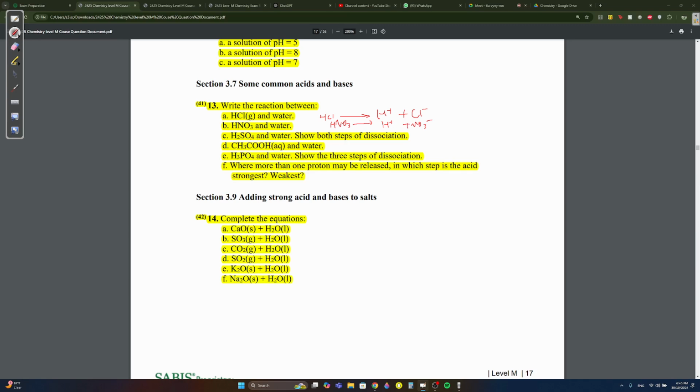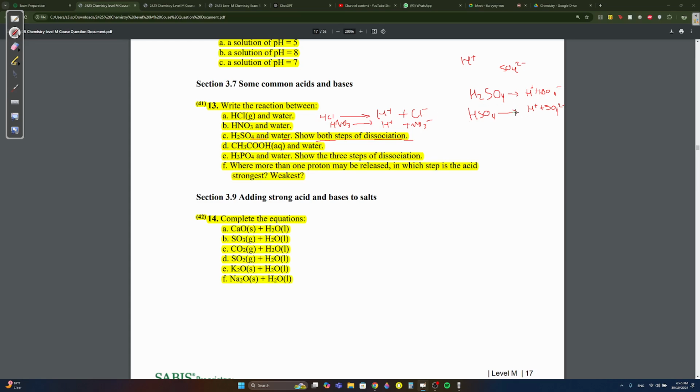H2SO4 and water: show both steps of dissociation. H2SO4 dissociates the first time. Remember, you can only dissociate one H at a time. So you get H plus and HSO4 minus. Memorize this, because SO4 is 2 minus, but if you add an H plus to it, 1 plus negative 2 is negative 1. That's why the charge of HSO4 is minus. Then you take the last hydrogen out of HSO4 and you get SO4 2 minus. They're all aqueous here.